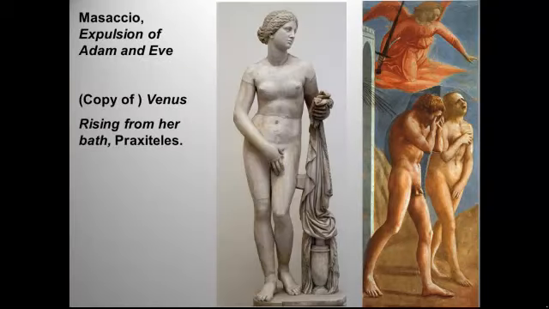Note the similarity between Masaccio's Venus and Praxiteles' Venus. Masaccio would have seen copies of this statue. They littered Italy.